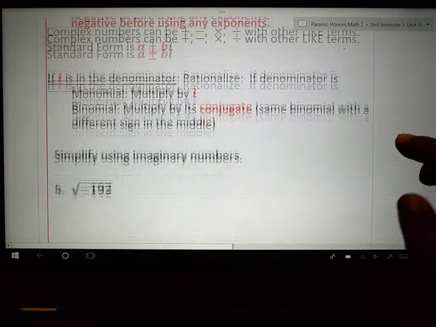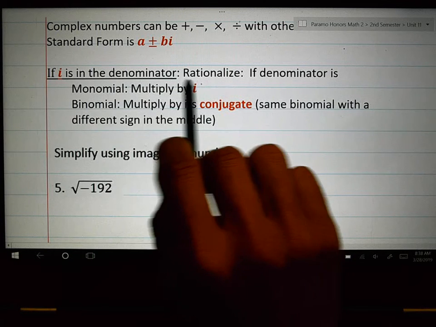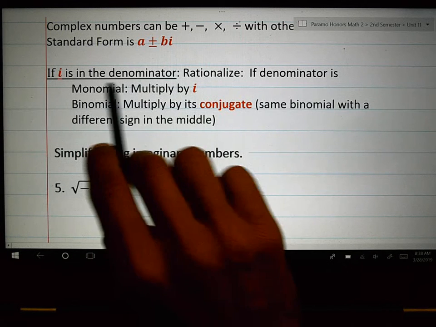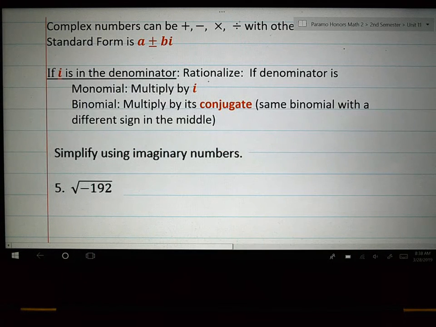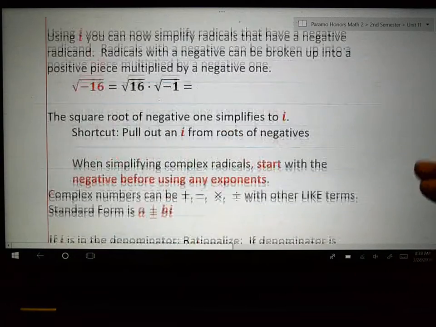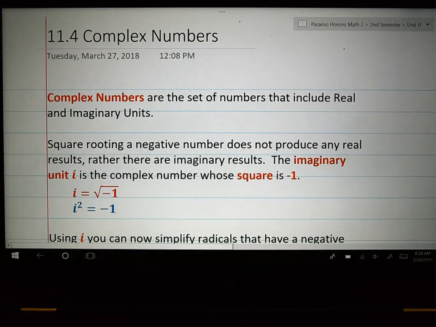Coming back, the only other thing that I had added was this thing right here where I underlined this and I added the word rationalize next to denominator. I don't think we need to pause the video for that at all. Okay, so let me go back to the top and explain what we wrote down.